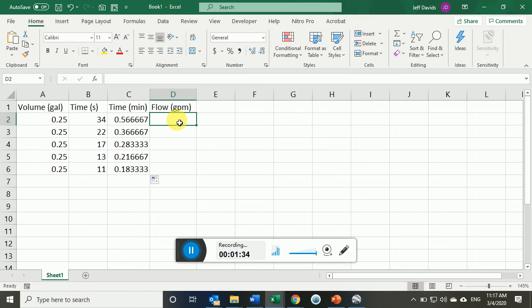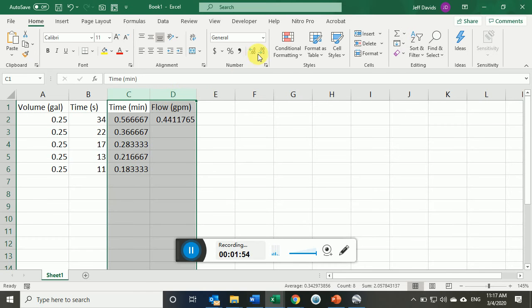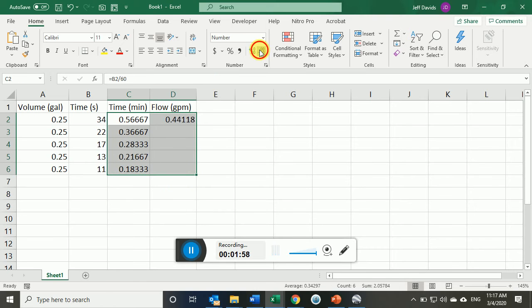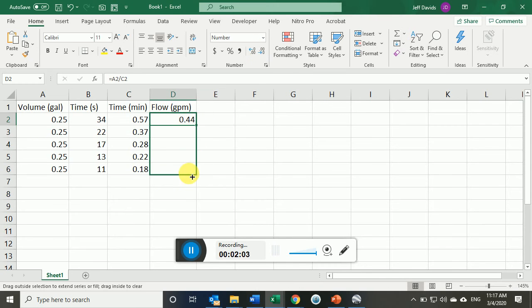Now, how do we calculate flow? Flow is in gallons per minute. So we have gallons, we have minutes. What does the per mean? The per means divide by, right? The flow is equal to the gallons divided by the minutes. And I'm going to clean this up a little bit with a few less decimal points here. Okay, and now we can drag that down. So now we have our flows.